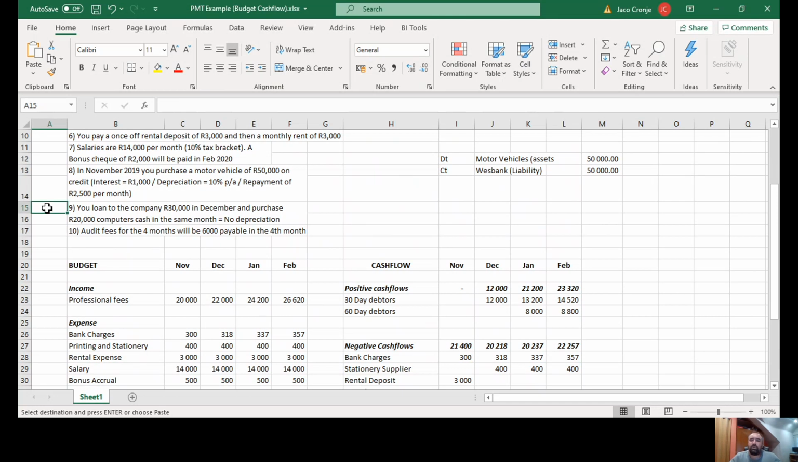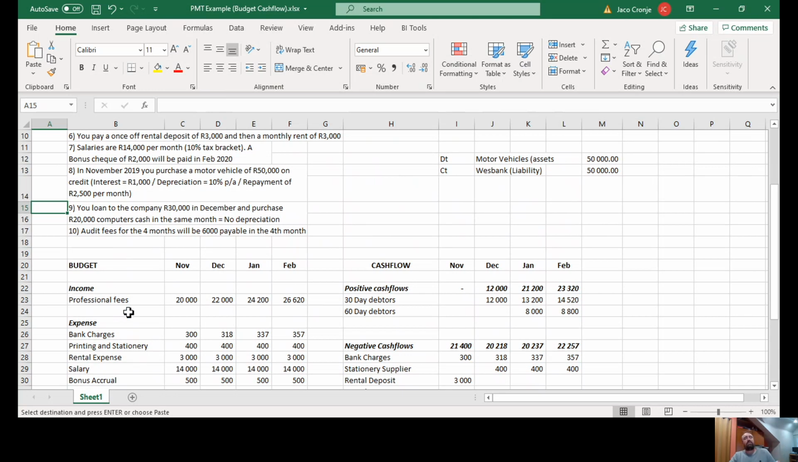Okay, so only 2 more to go. So the second last one says you loan to the company 30,000 Rand in December and purchase 20,000 Rand computers in cash in the same month. And I said, don't worry about depreciation. I've already explained that to you. So let's first start. So again, there's 2 transactions in there. So let's start and first look at the loan to the company.